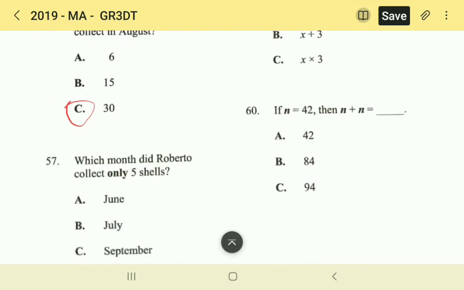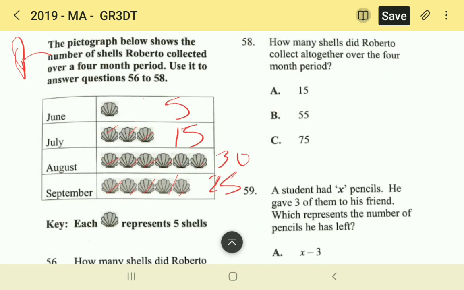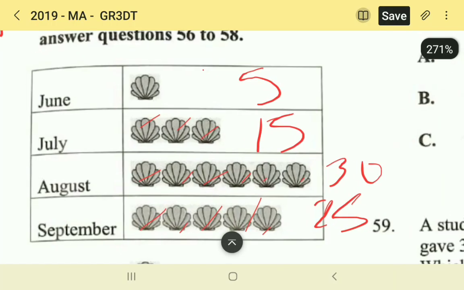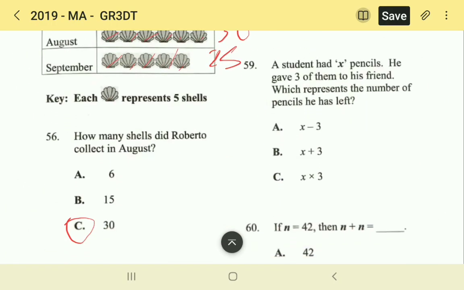Let's move on to 57. Which month did Roberto collect only 5 shells? Girls, this one is for you. Shout out loud and strong. So making it as big on the screen. In June. Sorry, did it say June or July? Let me find it first.